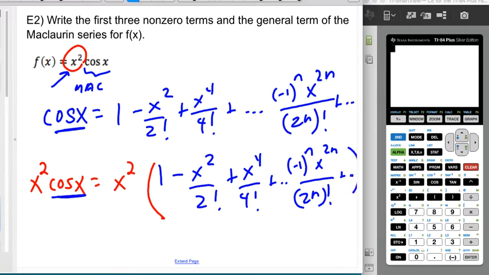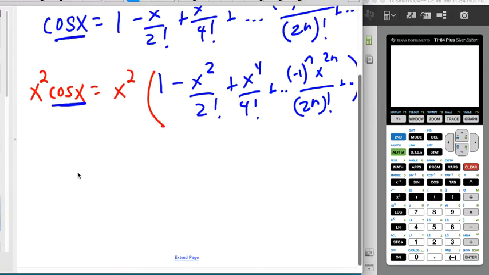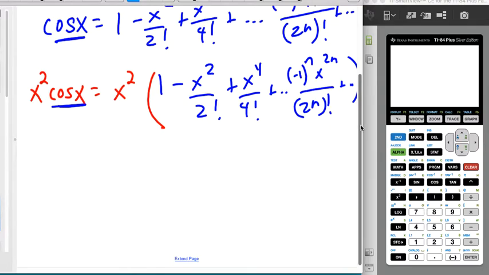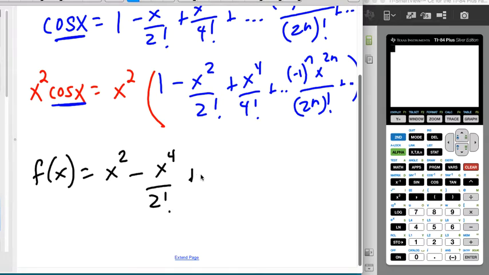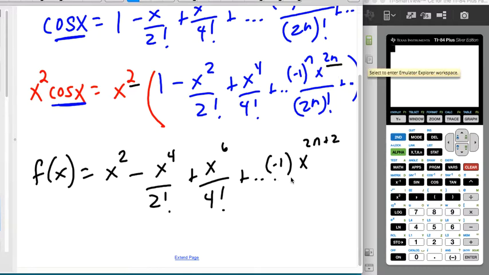Well, when I multiply, I was only asked to write the first couple terms, right? So I'm going to get that this, I think they called it f of x, they did, that f of x is, when I multiply, x squared times 1 is x squared, x squared times the x squared is x to the 4th over 2 factorial, x squared times the x to the 4th is x to the 6th over 4 factorial, plus dot dot dot, this is going to be x to the 2n plus 2, because that's what would happen if you added the exponents, all over that 2n factorial.